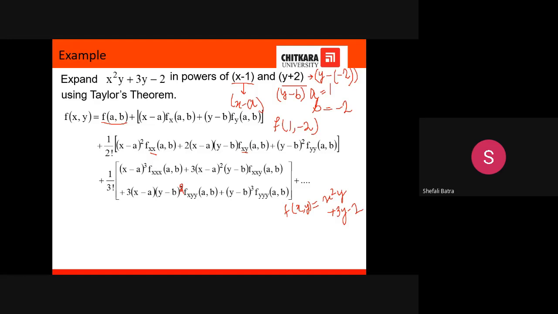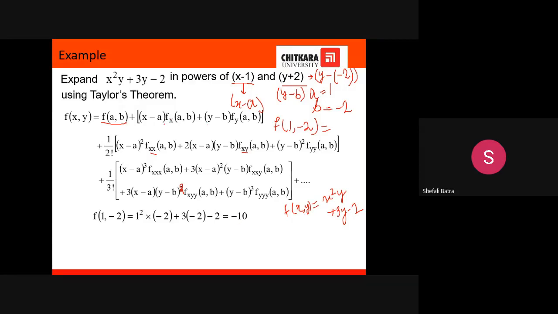So find out first f of 1 comma minus 2. Put x is equal to 1, y is equal to minus 2 and calculate it. Hurry up. And then let me know what is the value of f of 1 comma minus 2. Minus 7. Let us check. It is minus 10. Okay, it is minus 10.